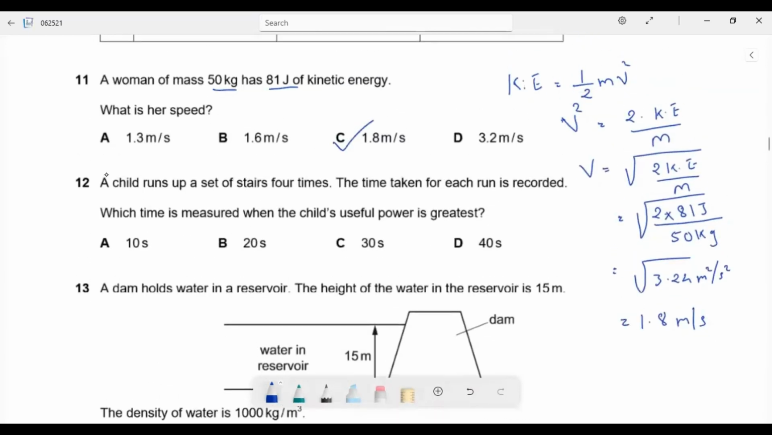So next, a child runs up a set of stairs 4 times. The time taken for each run is recorded. Which time is measured when the child's useful power is greatest? So the useful power in this case is the rate at which the child does the work in the least amount of time. So which is the least amount of time? Here the least amount of time is 10 seconds. So the answer is 10 seconds.